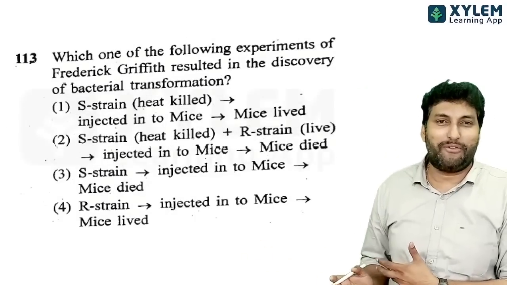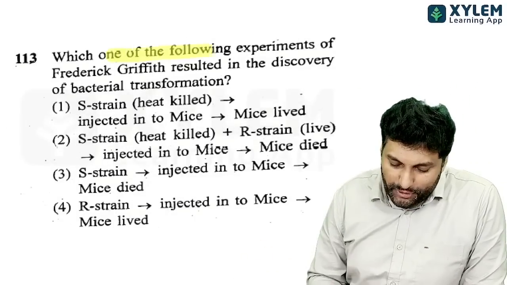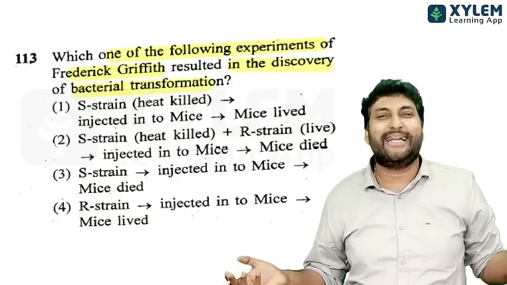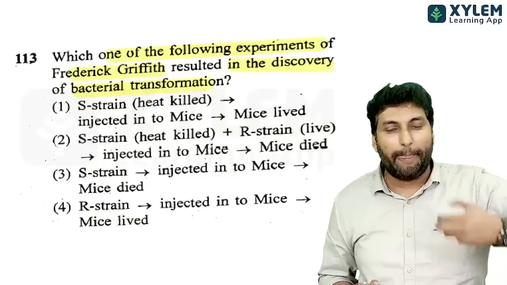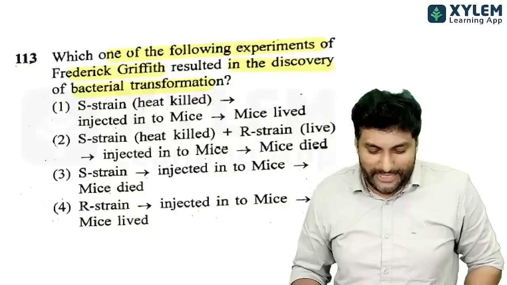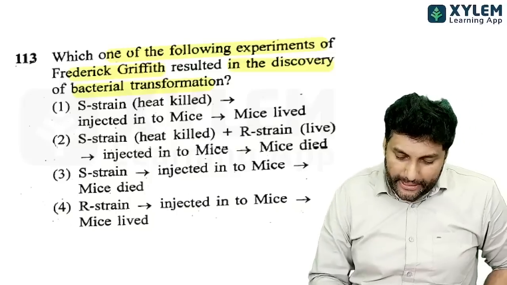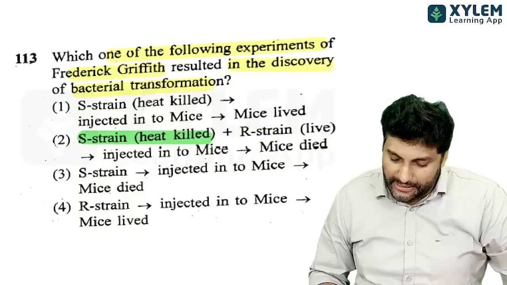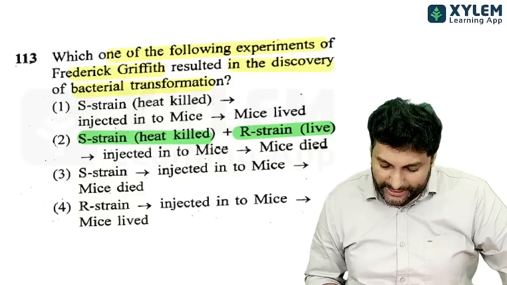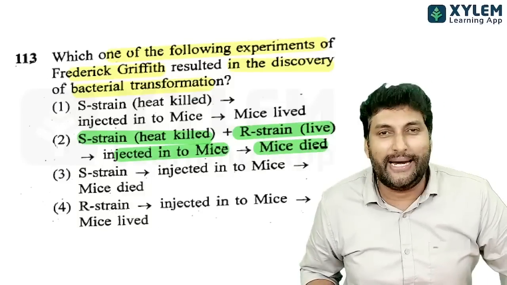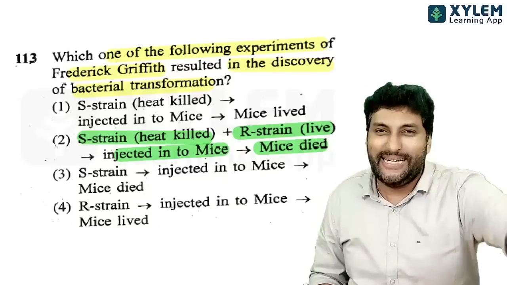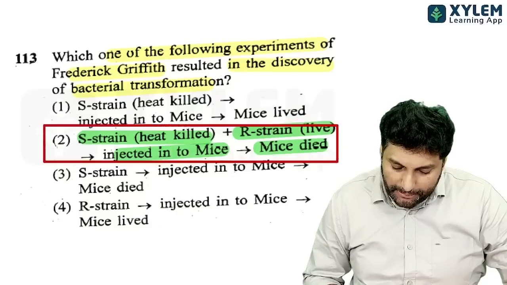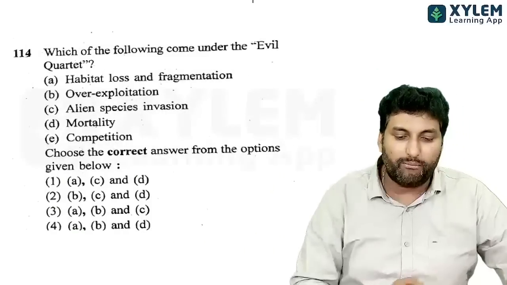Again from the molecular basis of inheritance chapter. Again from the genetics. Which one of the following experiments of Frederick Griffith resulted in the discovery of bacterial transformation? It was a direct question. In the diagram also, it was given very clearly that when the R strain was injected after killing it along with live S strain, the mice died. And this experiment proved that DNA is the genetic material. So the right answer goes to number 2. Is it clear? Let's move to the 114.